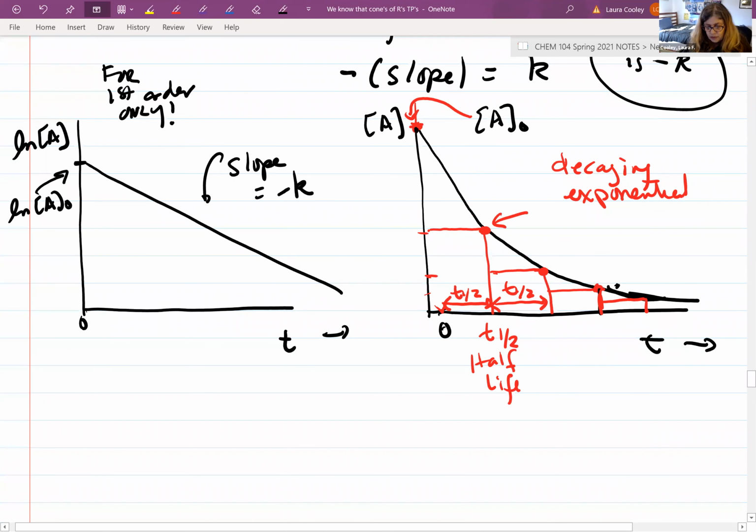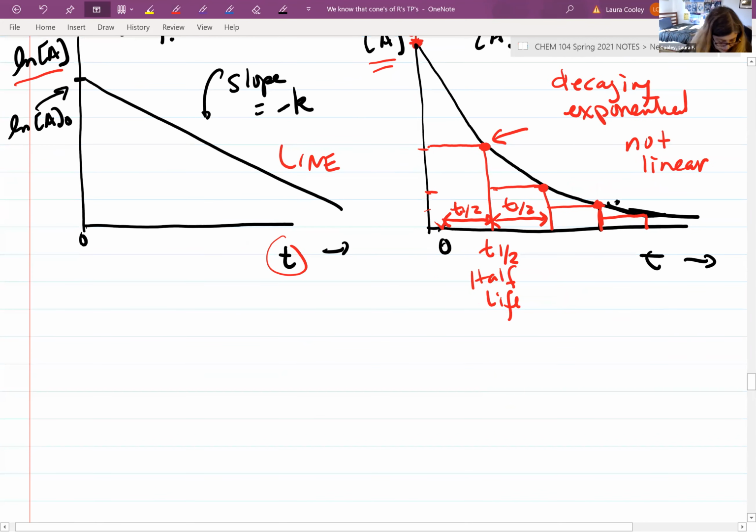So you plot the log versus time, you get a line. You plot the concentration versus time. This is not linear. It's a fast decay, a faster decay than linear. It's coming down faster. It's a terrible drawing, but oh well. It's really more like this, nice and smooth. Okay.